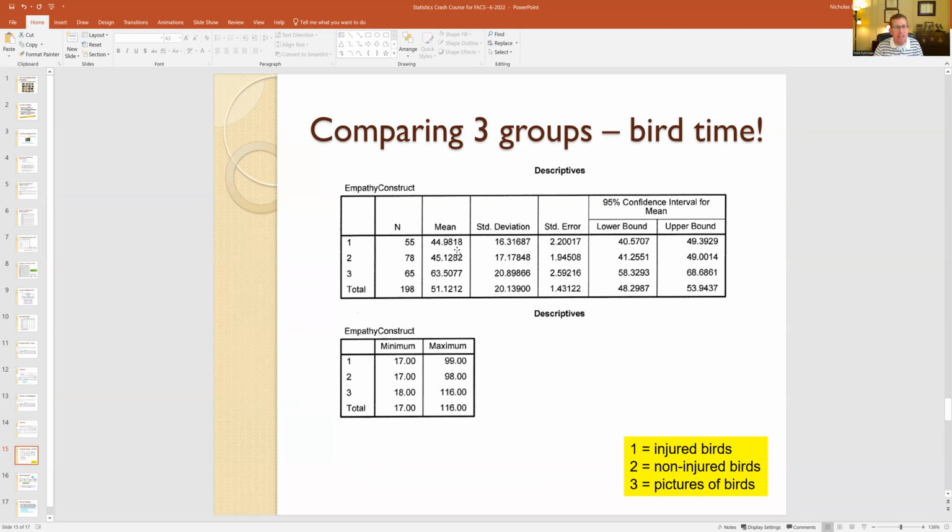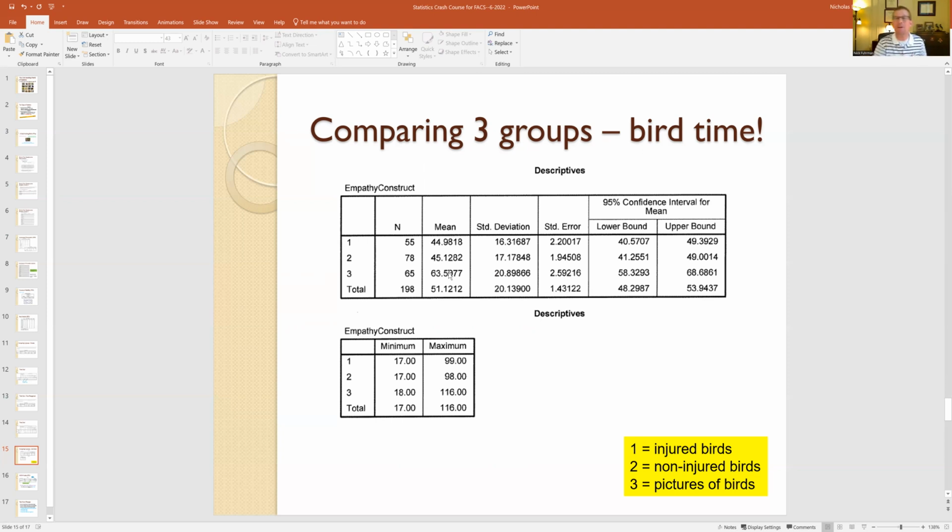Take a look at your means. That mean is the average empathy score. Feelings of concern toward the birds, with the higher the mean implying the greater concern. Higher the mean, greater concern. Take a look at this. And I had to relook at this a few times to make sure I didn't make a goof up. Group 1, injured. Group 2, non-injured. Group 3, pictures. Look at group 3.